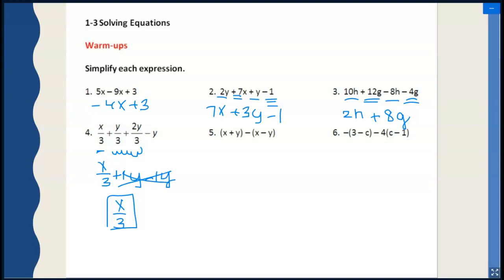Then number 5, before we can combine like terms, you have to distribute your negative. So you have x plus y minus x plus y, because a negative times a negative gives a positive. X minus x cancel. Y plus y gives 2y.